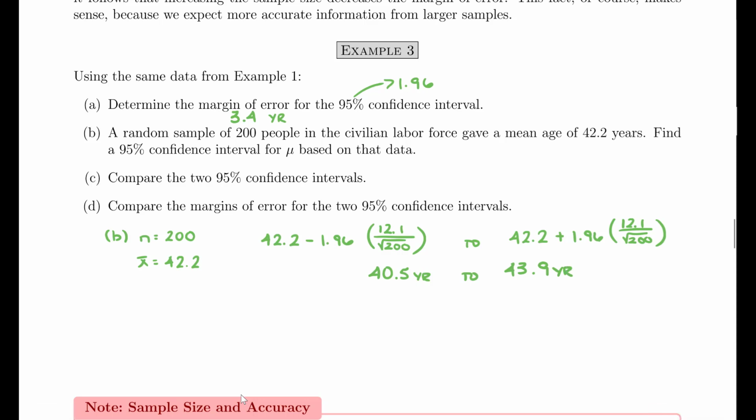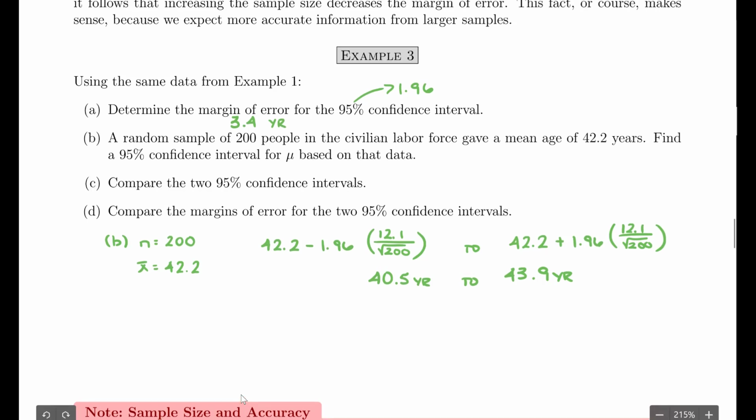Compare the two 95% confidence intervals. With our previous confidence interval of a sample size of 50, we had, let me go back to where I wrote that down. It was 38 to 44.8. So this is 95%, a sample size of 200.